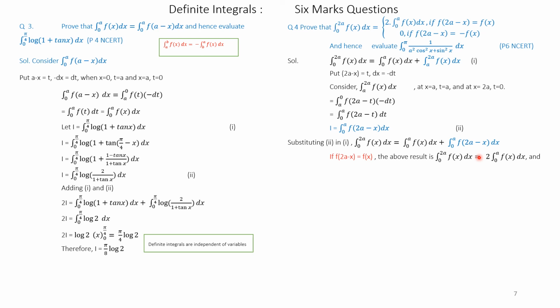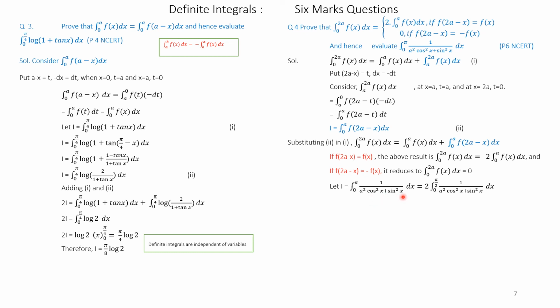Therefore, if f(2a minus x) is equal to f(x), that is, the second term is equal to f(x), then both terms get added up. Therefore, integral 0 to 2a f(x) dx is twice integral 0 to a f(x) dx. Similarly, if f(2a minus x) is equal to minus f(x), then the first and second terms get cancelled and we get the right hand side as 0. Now, having proved property number 6, we will take up the numerical example of this.